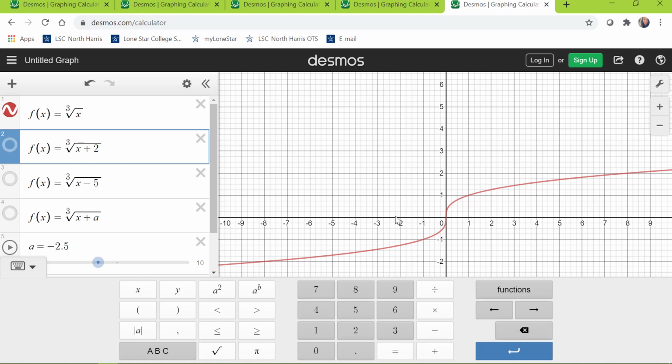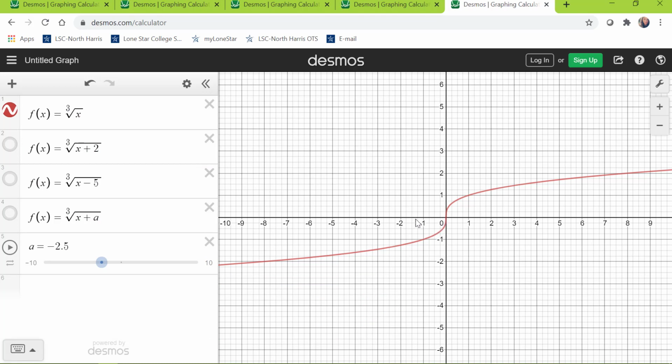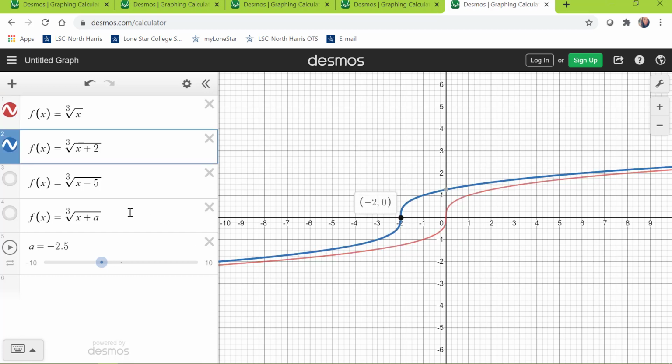Cube root of x plus 2, that's going to take my cube root function and shift it to the left 2 units. So that 0, 0 point now is going to be moved to -2, 0, and then the shape will come from there. Okay, so we see that that is true.